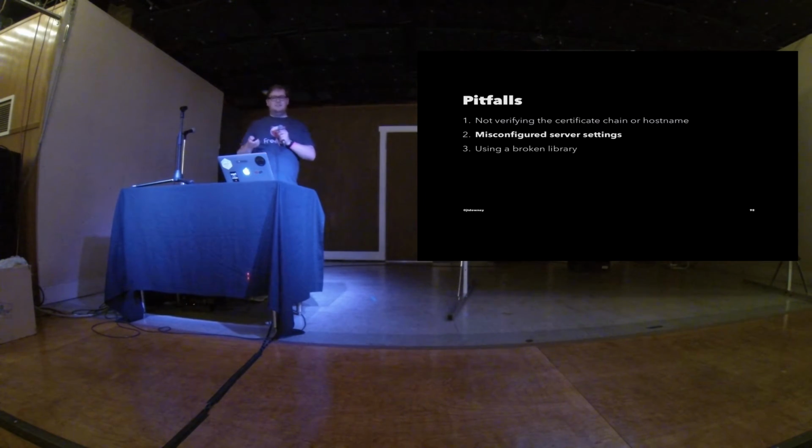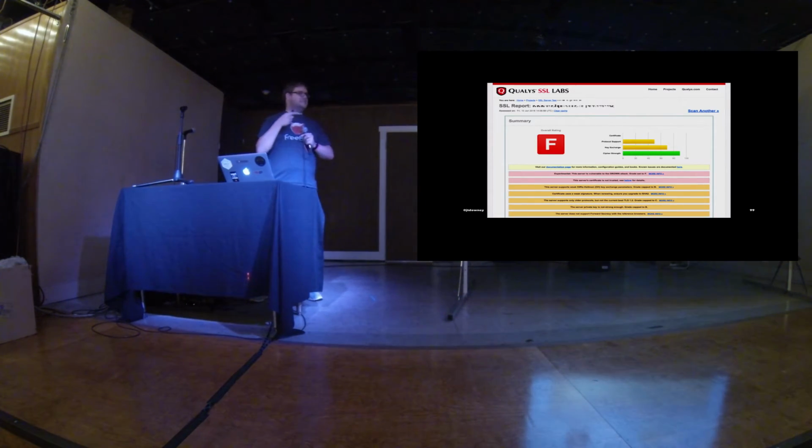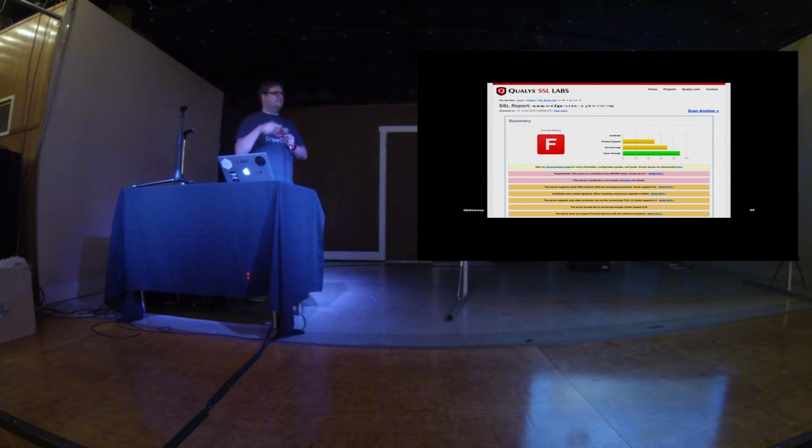Misconfigured server settings. So this is the report from SSL Labs. The identity of the domain has been blocked out because I didn't want to embarrass them too badly, but needless to say, this was a government-oriented website in the EU. And they got an F, and there's a litany of issues with it, like using weak Diffie-Hellman, an untrusted certificate, a bunch of stuff.